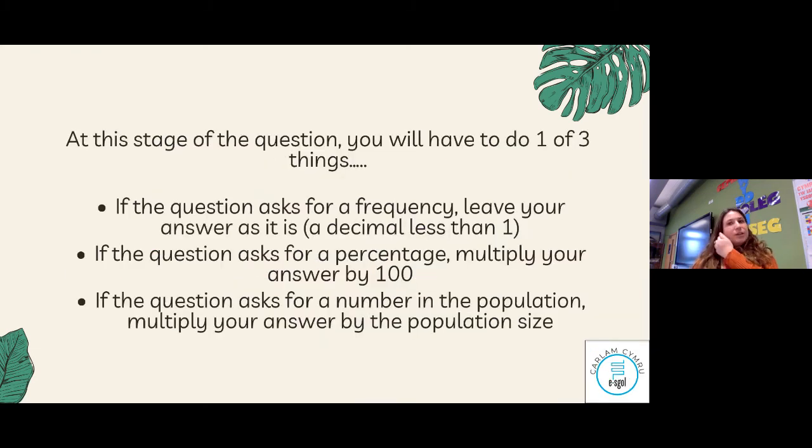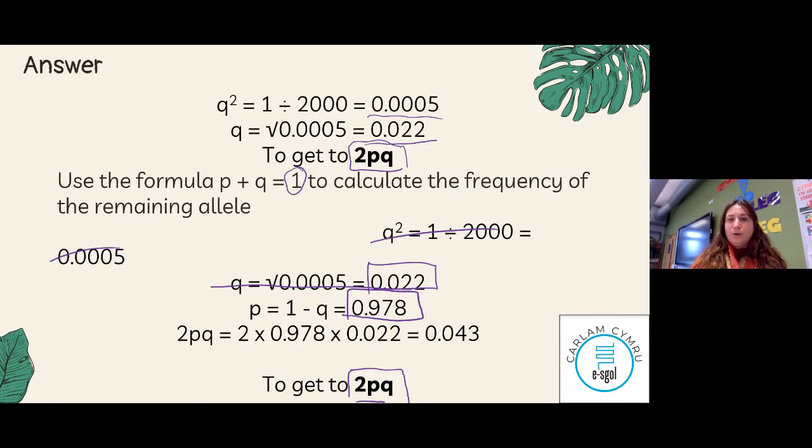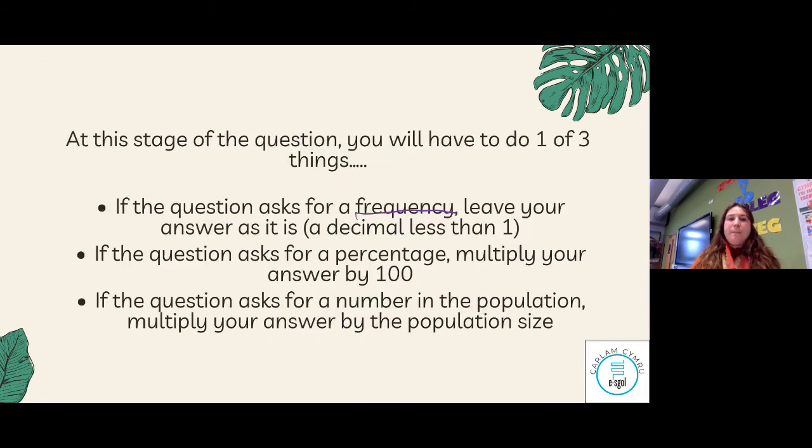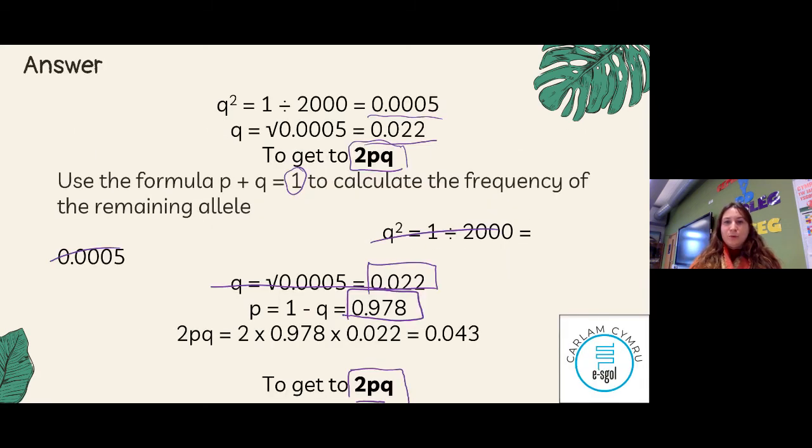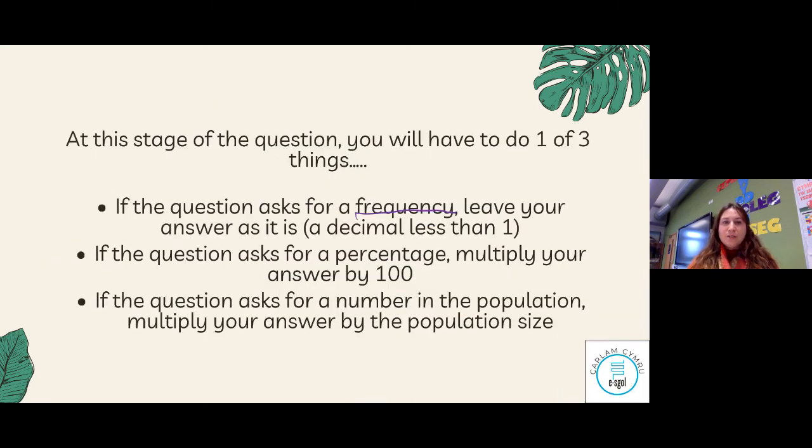At this stage of the question, you'll have to do one of three things. If the question asks for a frequency, leave your answer as it is. That's the first option: if they've asked for frequency, leave it as it is. It's going to be 0.043 in this case. If the question asks for a percentage, you multiply your answer 0.043 by 100. And if the question asks for a number in the population, multiply your answer by the population size, which was 2,000.